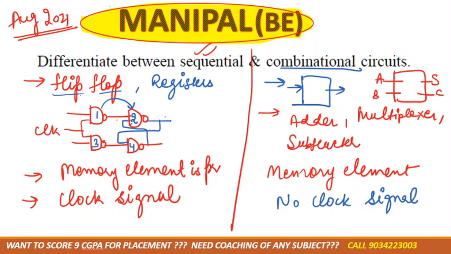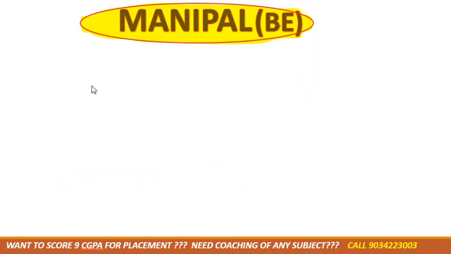In the sequential circuit, output depends on the input and the past output. In the combinational circuit, output is not depending on the past output, only the present input. Got it? So these are the basic three differences which they can ask from you. Note it down.